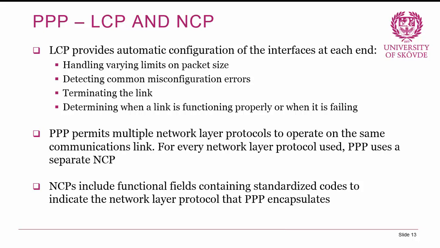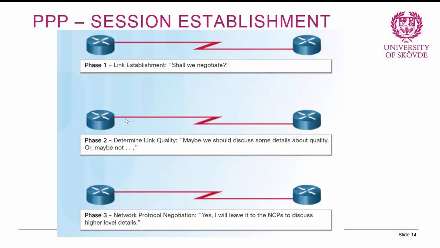So let's look at the operations of PPP just a little bit. The first thing that will happen when you set up a PPP link is that there will be a session establishment phase. It will actually be handled in three different phases, beginning with link establishment, which is basically about how we shall negotiate. Then we have the second phase where we determine the link quality. Basically, we decide whether or not to monitor link quality and what different aspects should work for that. And then we have this third and final phase, which is the network protocol negotiation. And then we will just hand over to the network control protocol to decide on those parameters.